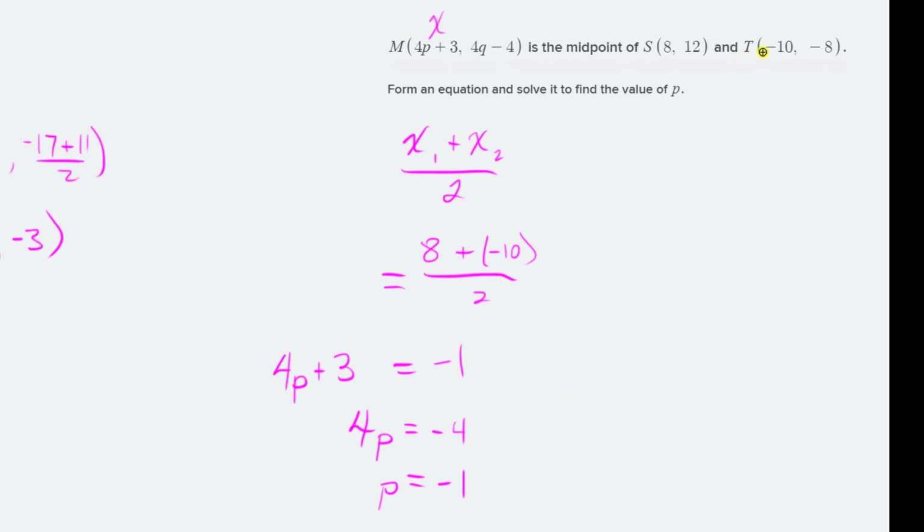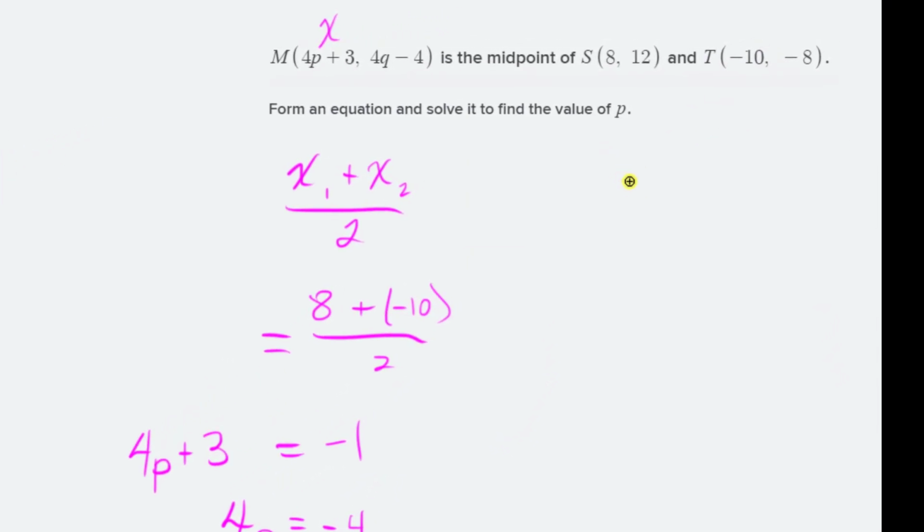Let's do it again to solve for the y values, even though the question doesn't say it. I just probably forgot to copy that part of the question. So I do know that for a midpoint, it should be add your y's and divide by 2. Okay, let's take a look at our y values. 12 plus negative 8 divided by 2. 12 take away 8 is 4. 4 divided by 2 is 2.